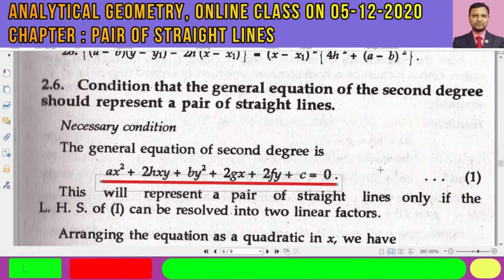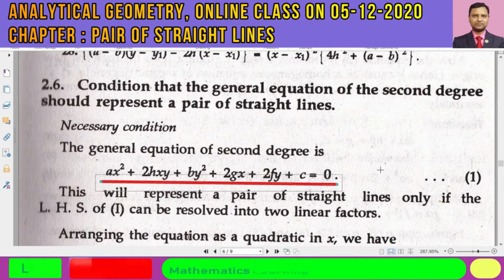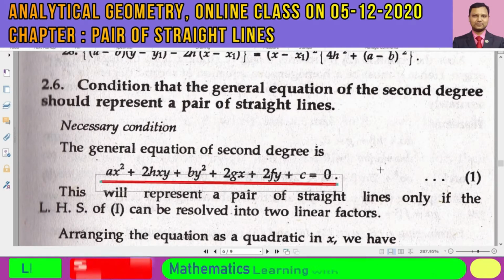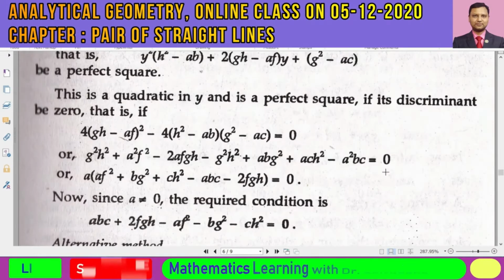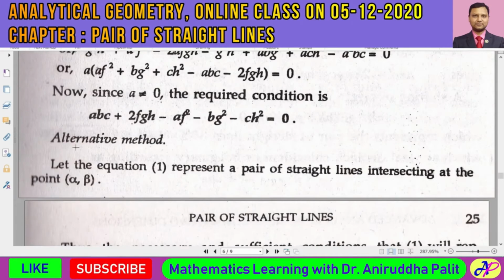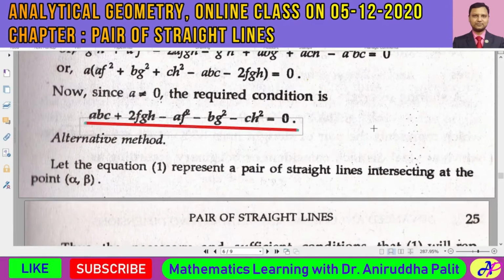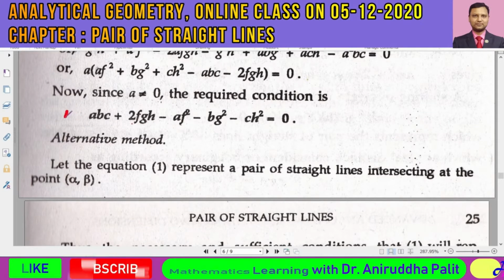Necessary condition means that if we assume that this general equation of second degree represents a pair of straight lines, in that case we are going to prove a condition. And what is the condition? The condition is that this expression, the so-called determinant delta, this delta.